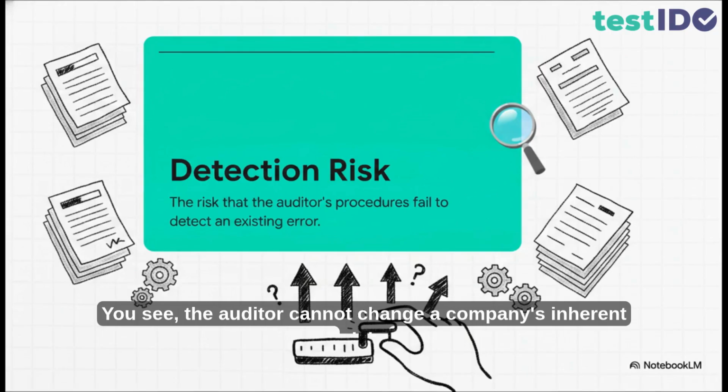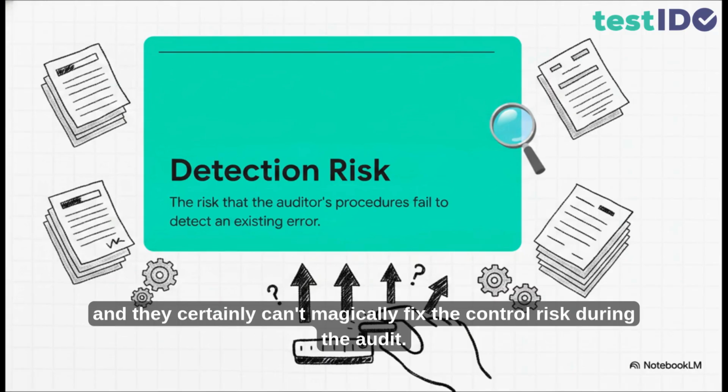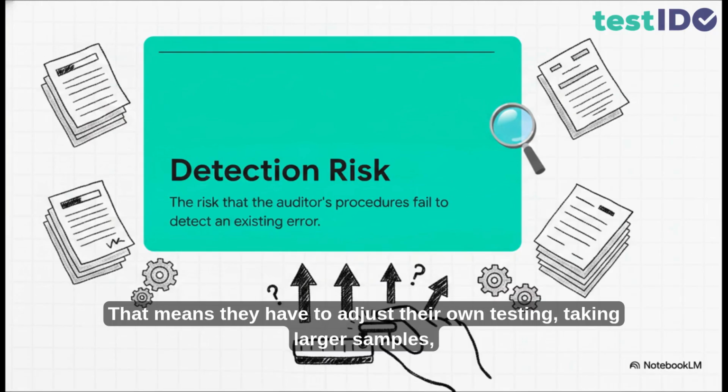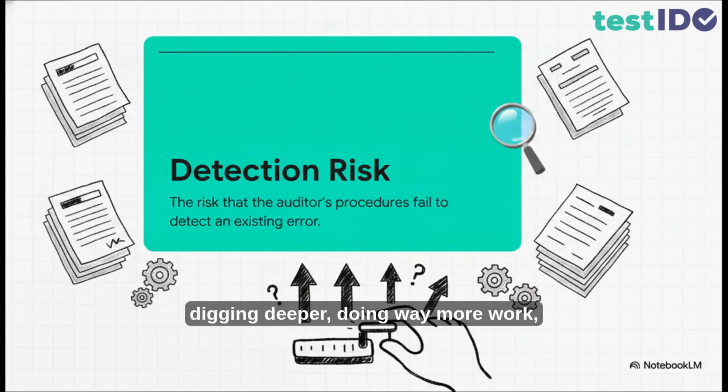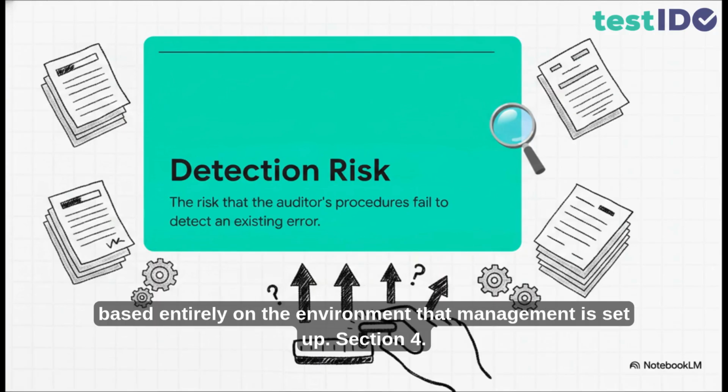You see, the auditor cannot change a company's inherent risk, and they certainly can't magically fix the control risk during the audit. That means they have to adjust their own testing, taking larger samples, digging deeper, doing way more work, based entirely on the environment that management has set up.